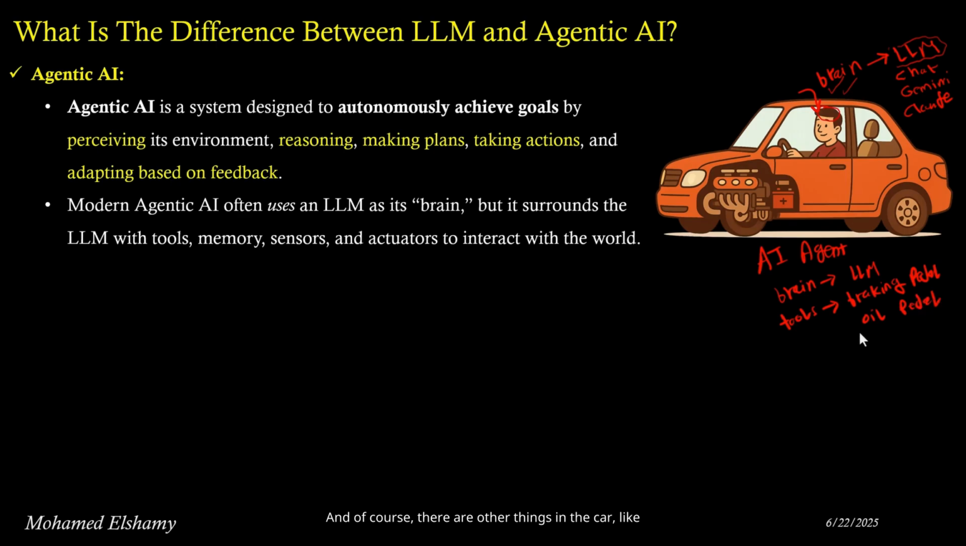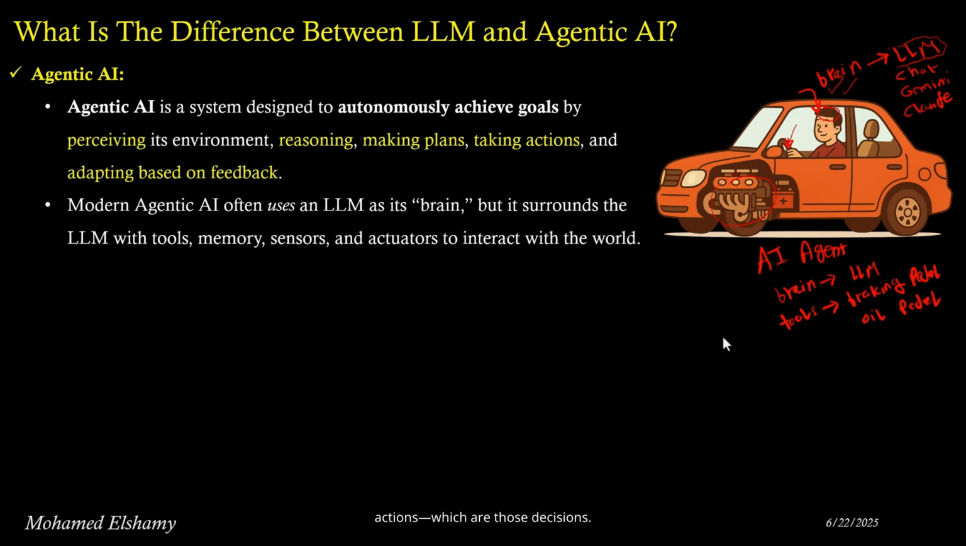And of course, there are other things in the car, like the steering wheel that you use to drive the car. So these are the tools you use to move the car. And of course, the car's engine is also one of the very important tools in the car that you also use to make the car move. So the AI agent, or the artificial intelligence employee, must have a brain inside that can think and interact with the surrounding environment, and at the same time can make decisions, and also can take actions.